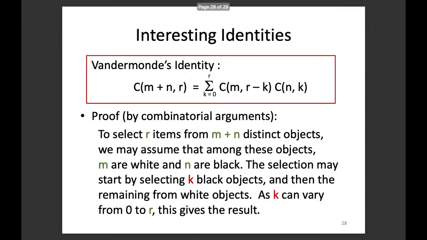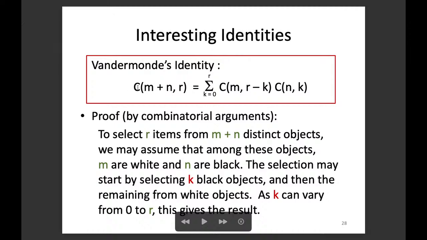And the last one is Vandermonde's identity. So Vandermonde's identity is that (m+n choose r) can be written as the summation of a lot of terms, where each term is (m choose r-k) multiplied with (n choose k). So it looks rather complicated, but it is not. It is very easy to understand.